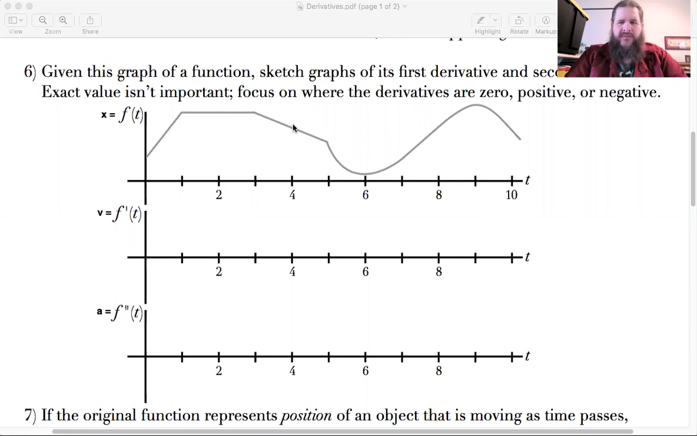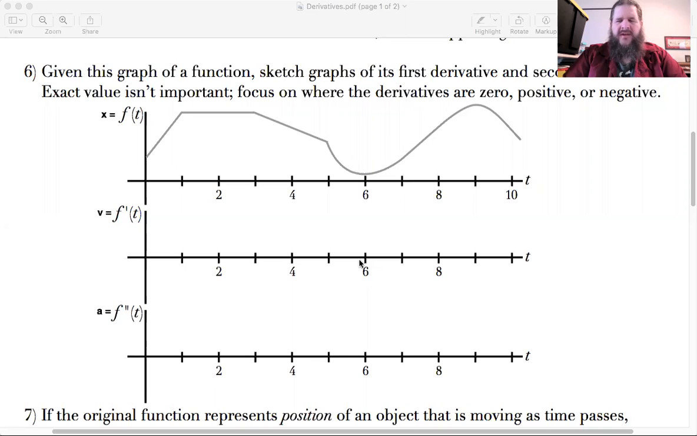This is from the worksheet on derivatives. Let me put a link to it in the chat. If you go to math.ncheese.org/P7math, Physics 7 Math Review, there should be a worksheet on derivatives and a worksheet on integrals. So here we've got the function itself, and we want to know what the derivative is. That is, what's the velocity at various different times.